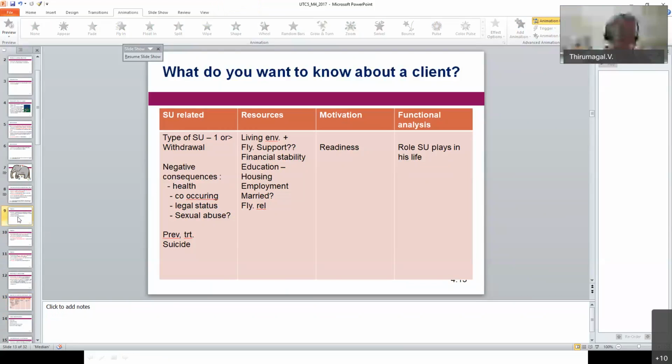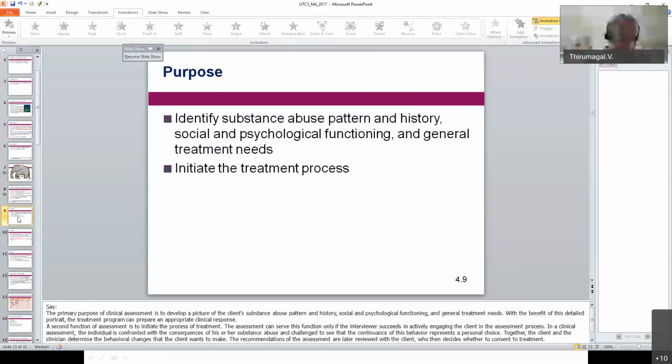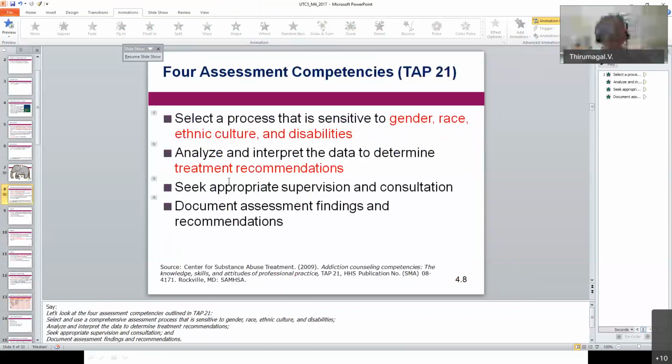I want to go back and look at that when I do assessment, I must be very sensitive to the gender, to the culture, to the disabilities, etc. If the client cannot hear, obviously I need somebody with sign language to do the assessment. If the client talks in a dialect which you do not know, then you have to get a translator. After collecting the details, you develop the treatment recommendation.